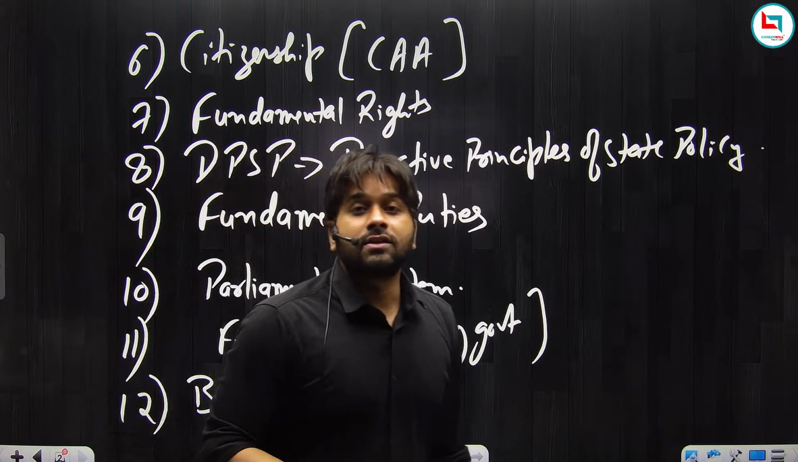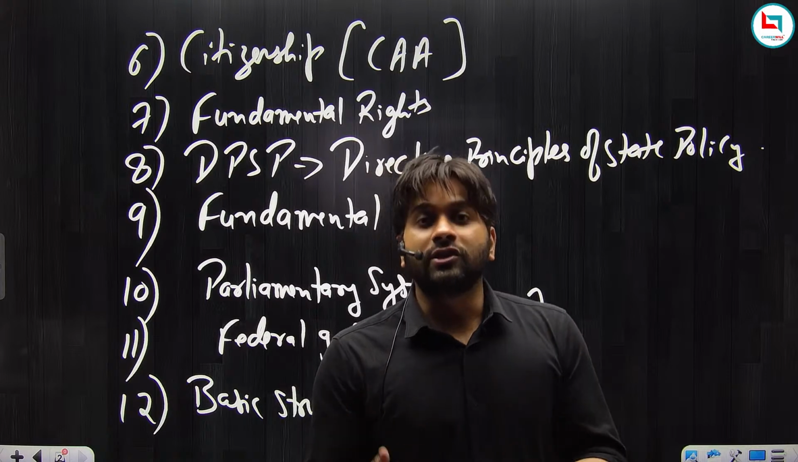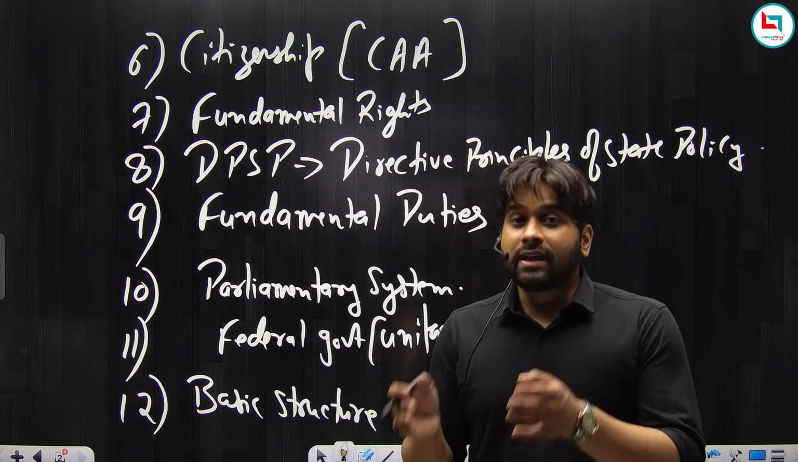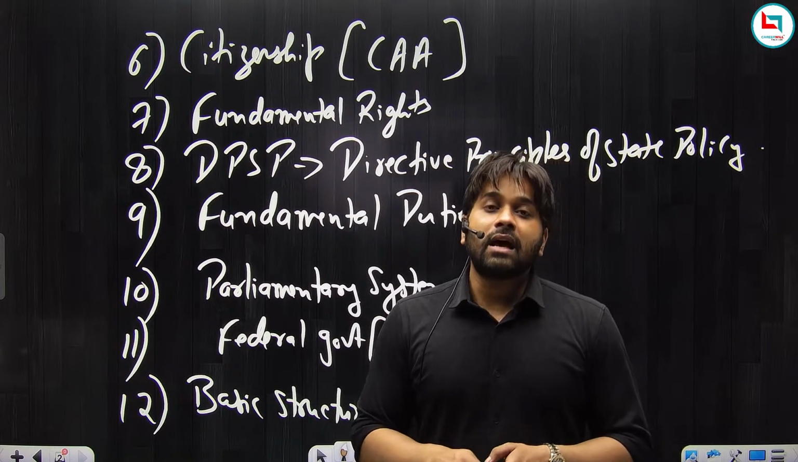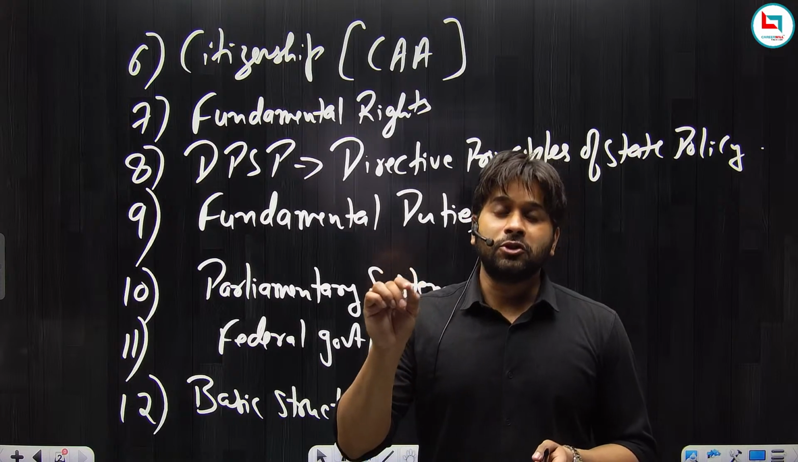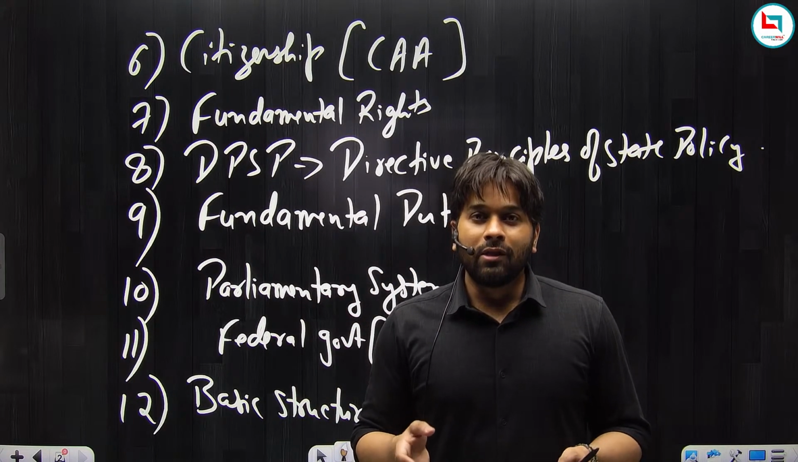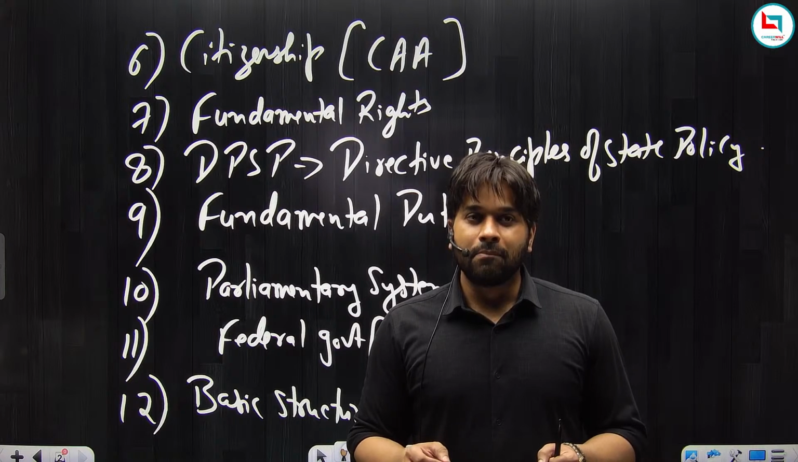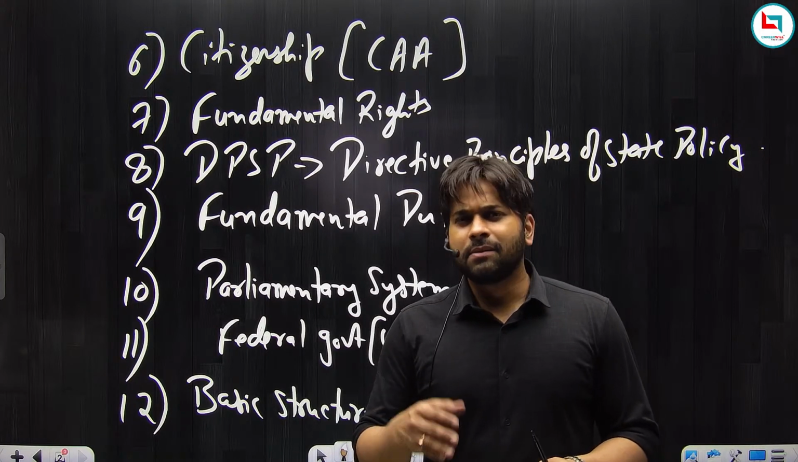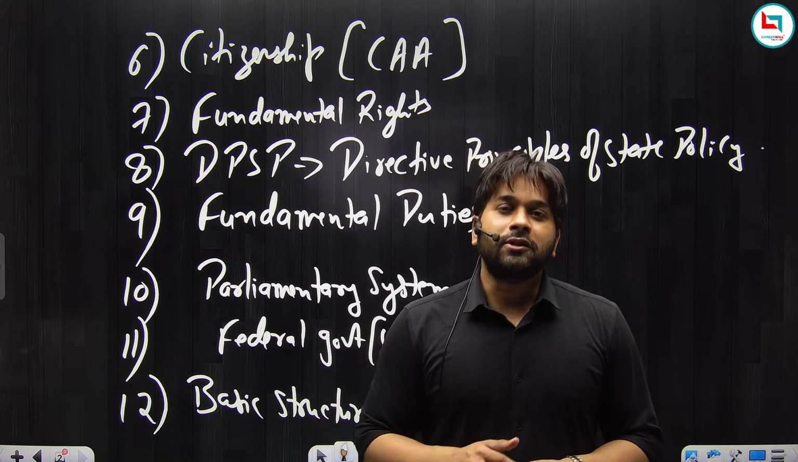Basic structure is the judicial innovation. Basic structure can be considered as an example of extreme judicial activism. Now, what is judicial activism? All these things will be discussed, but not today. Some other day, we will be discussing judicial activism.